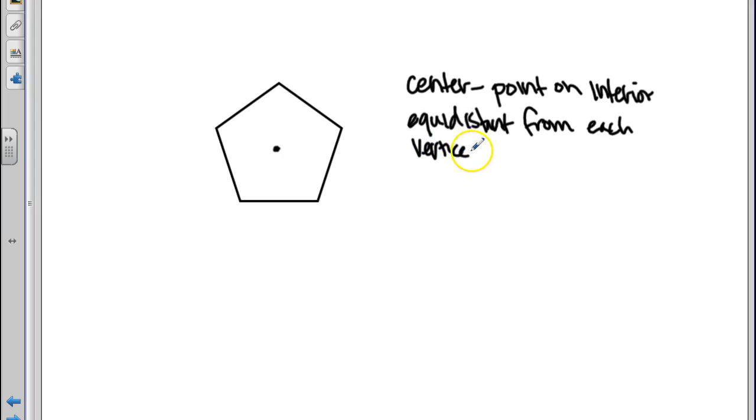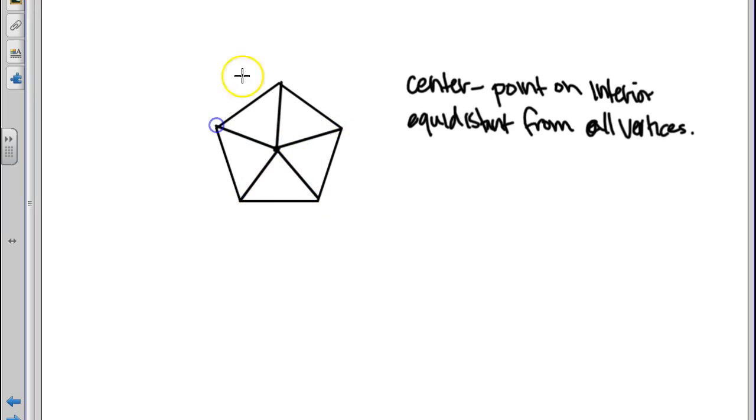Or I should say vertex, huh? Come on now. I'll put from all vertices. That's better. All right, so that means this distance is equal to this distance is equal to this distance is equal to this distance is equal to this distance, all the same.